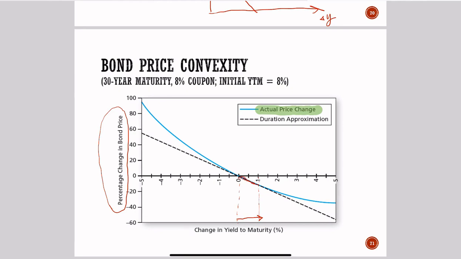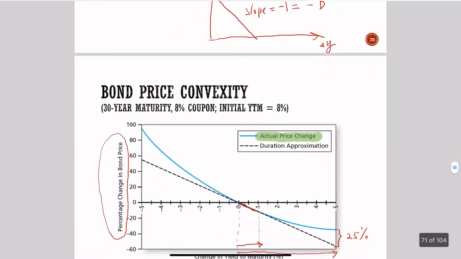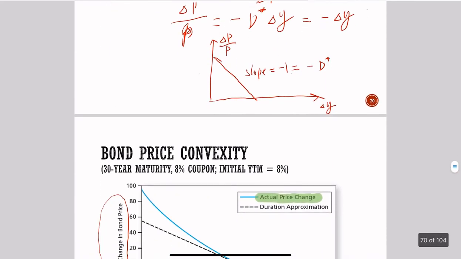Now let's say it increases by 5%. You can see that the approximation line using duration has a large gap with the actual price change. You can see that this change is fairly large. It's almost a 25% difference. So this goes back to our result here. That is, the duration rule is only a good approximation for small changes. For large changes, the duration rule is not accurate.